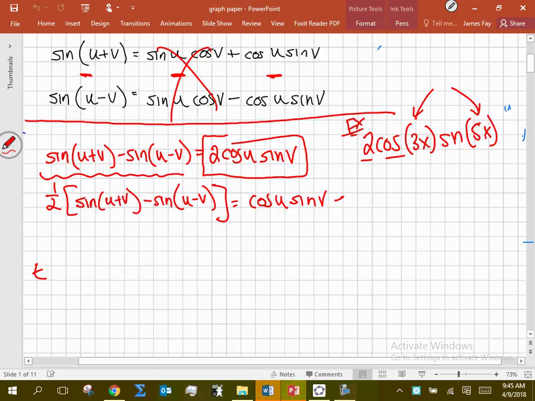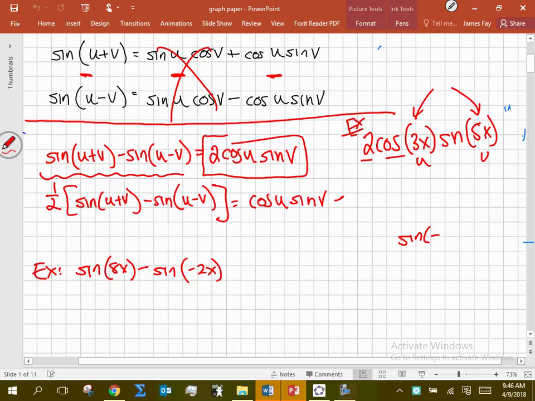If I go through with finishing that example, we would rewrite this as sine of u plus v. So there's your u, there's your v, right? So it becomes sine of 8x minus, now sine u minus v. And in subtraction, the order matters. So 3x minus 5x gives me negative 2x, right? Would you ever write it that way?